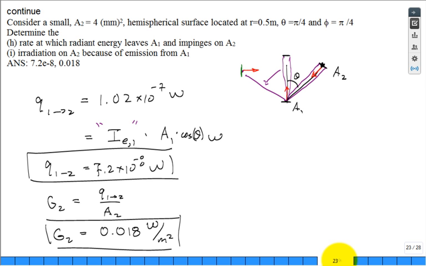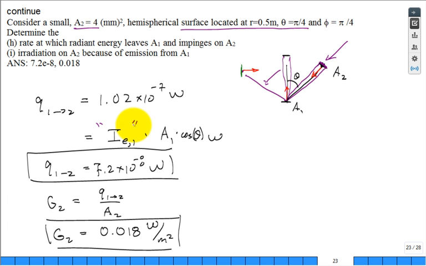Now, consider the small area A2, but guess what? It's now located at a funny location. It's tilted over here. But at least it's pointed directly back toward A1. But A1 is still pointed straight up. A2 is part of the surface of the hemisphere pointed straight back. You do the same thing. What is the rate at which radiant energy leaves A1 and impinges on A2?